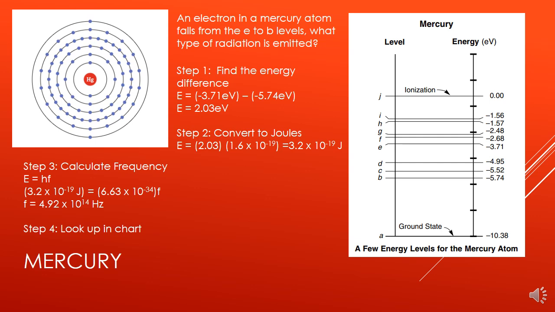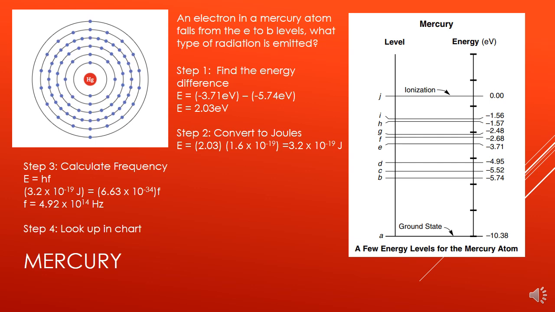So here we have an example that's using the mercury atom chart, and I asked it all at once, but then I gave the solution in these 4 different steps. An electron in a mercury atom falls from the E to the B levels. What type of radiation is emitted? So the E level, you can see the energy associated with E is negative 3.71. And the B level, the energy associated with that is negative 5.74.